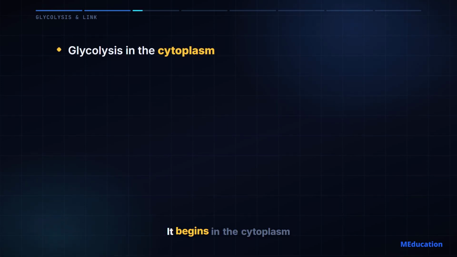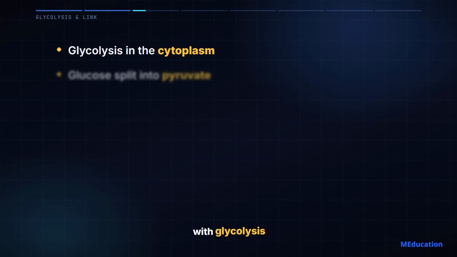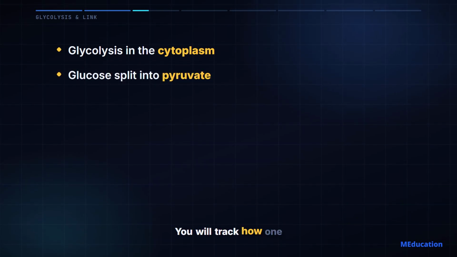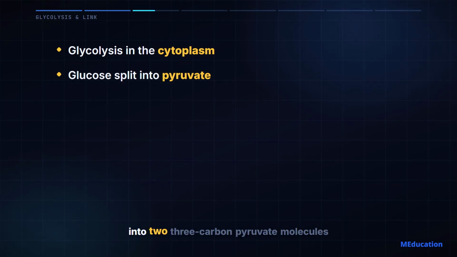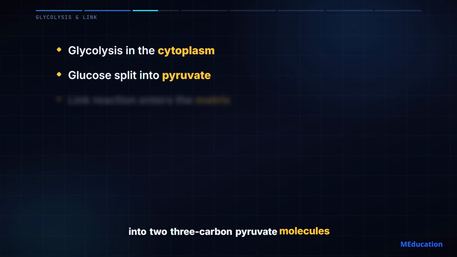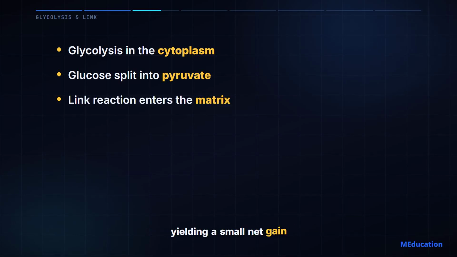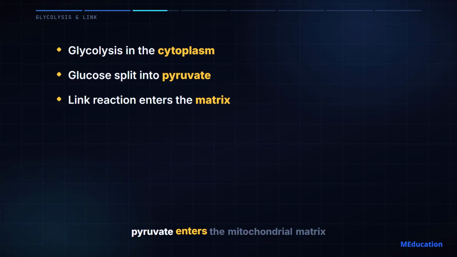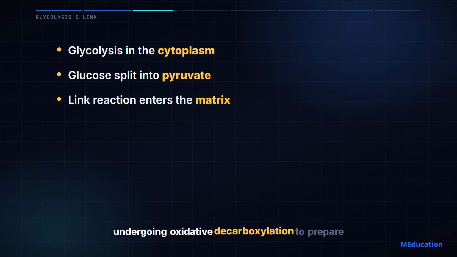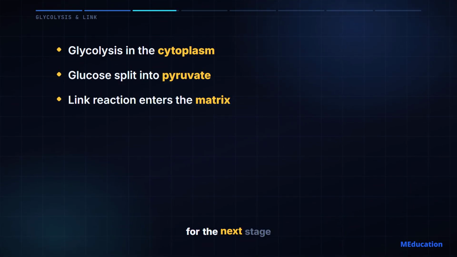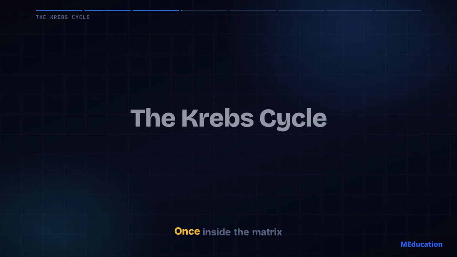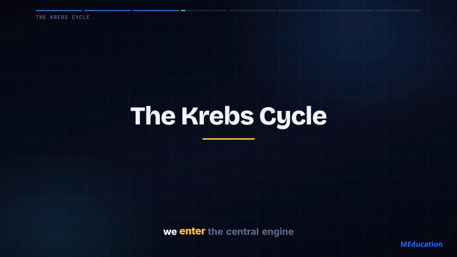It begins in the cytoplasm with glycolysis. You will track how one 6-carbon glucose molecule is split into two 3-carbon pyruvate molecules, yielding a small net gain of ATP. Then, in the link reaction, pyruvate enters the mitochondrial matrix, undergoing oxidative decarboxylation to prepare for the next stage. Once inside the matrix, we enter the central engine of aerobic respiration.